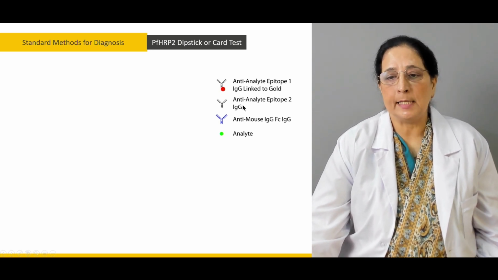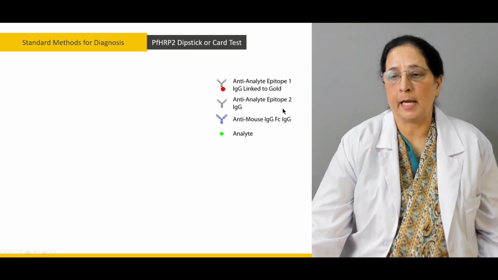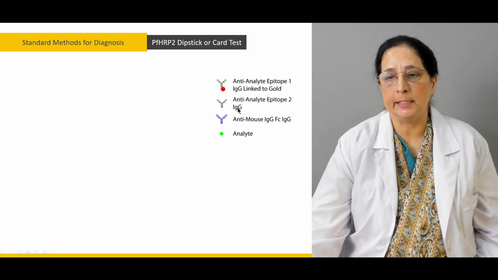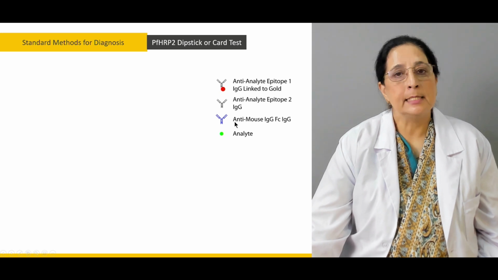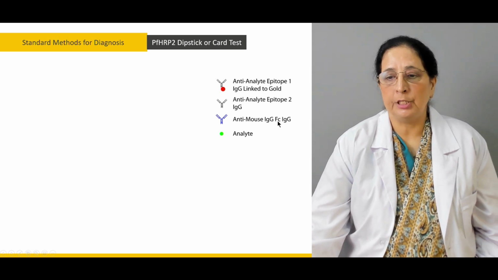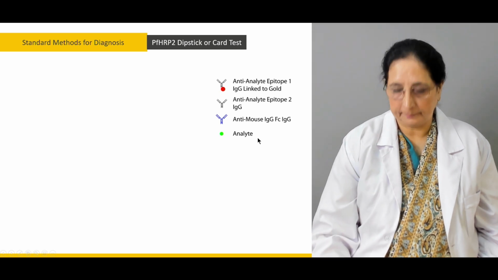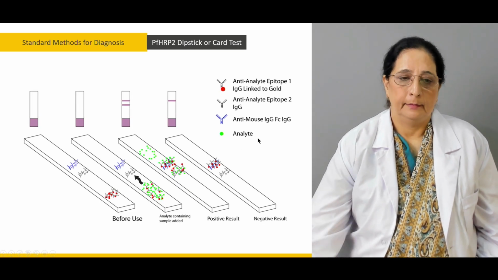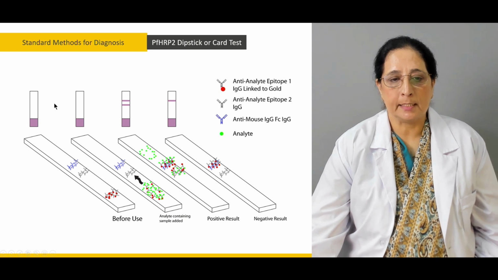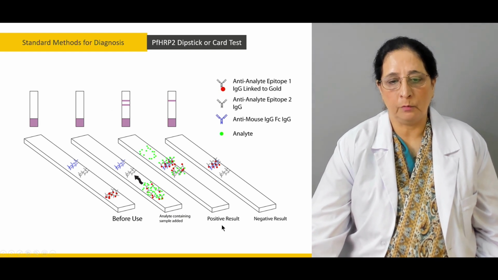Then we have anti-analyte epitope 2 IgG, anti-mouse IgG, Fc IgG, and then we have the analyte. That's the stick and how the reaction will appear.